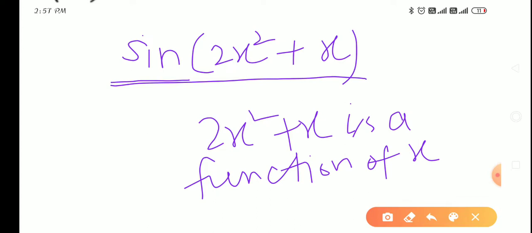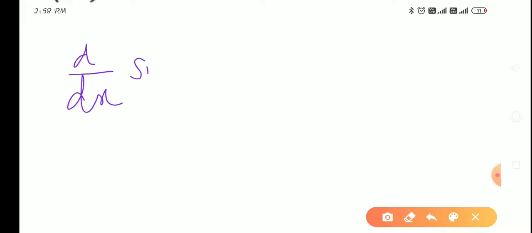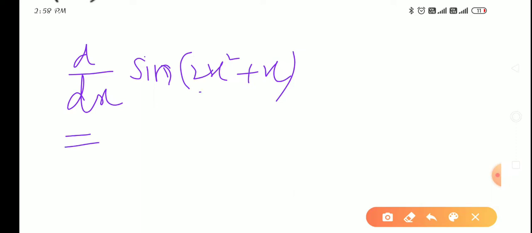So now how can we find the derivative of such type of functions? It is very easy, students. Suppose that you have to find d upon dx of sine 2x square plus x. So two methods are there. First, direct chain rule I am going to tell you. In direct chain rule, what will you do? You will take this 2x square plus x as x in mind. So you will suppose this is sine x. And you know the differentiation of sine x is cos x. So you can write cos x.